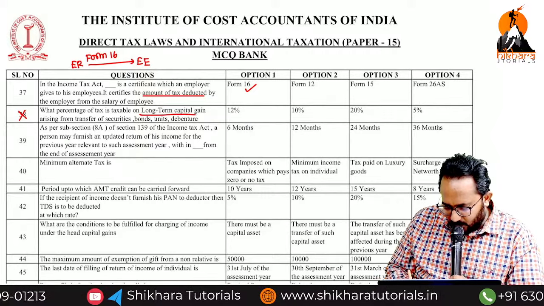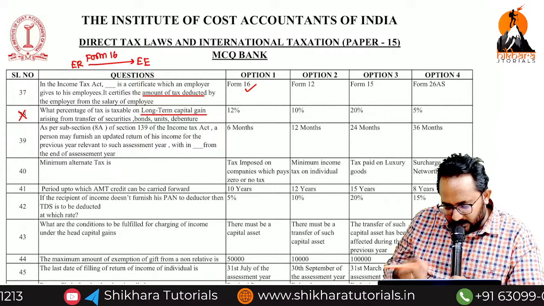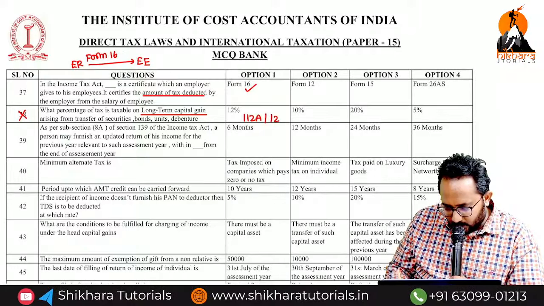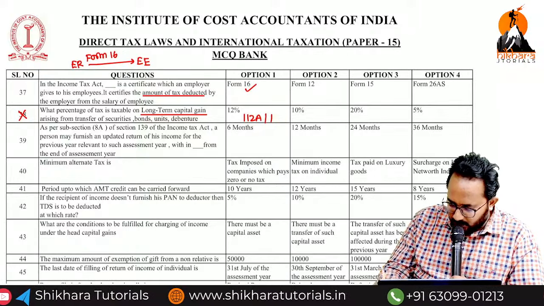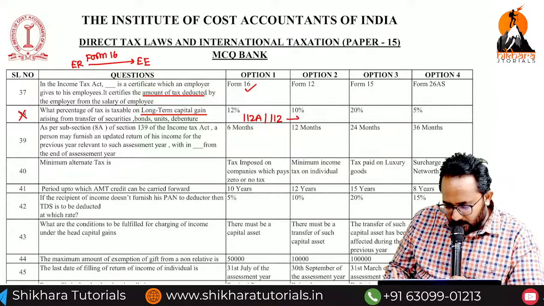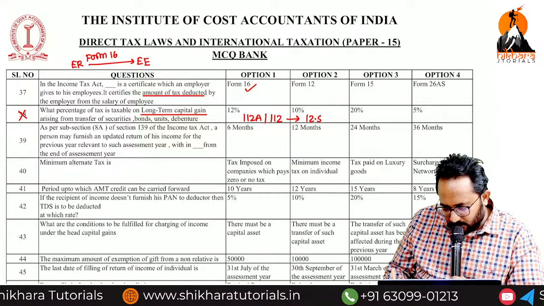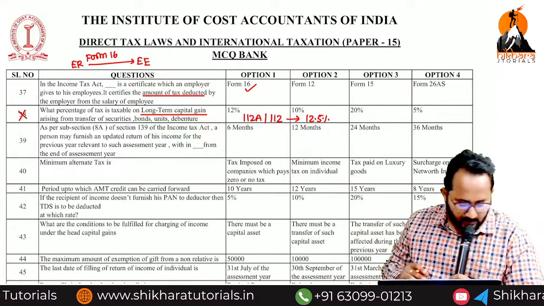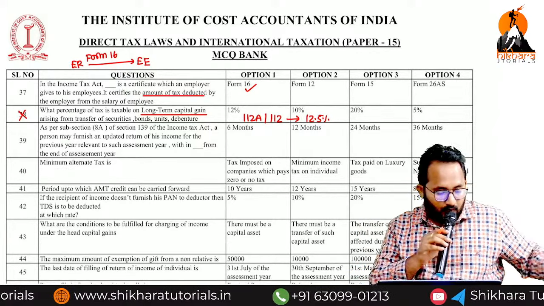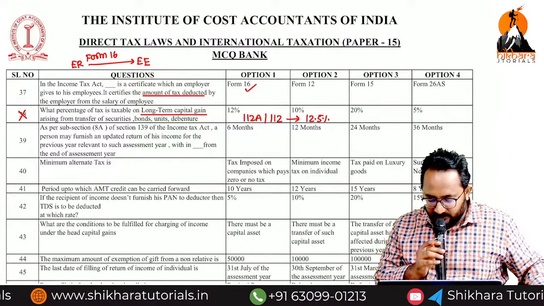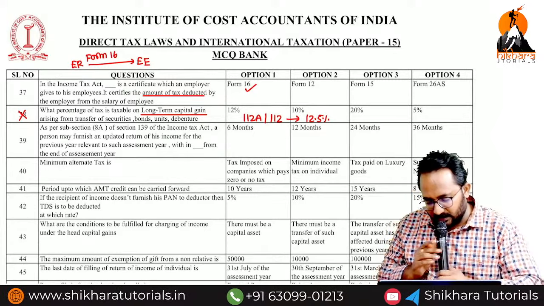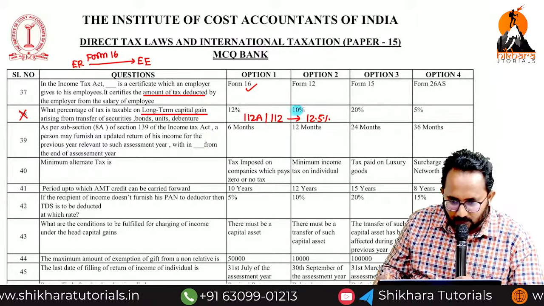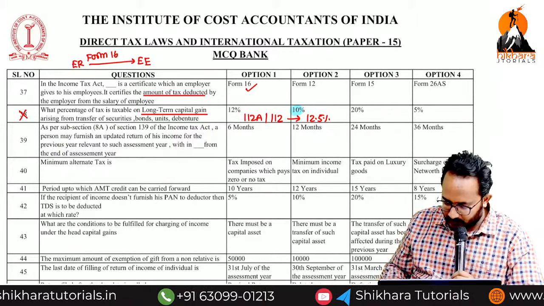And this is an outdated MCQ, as now we have a long term capital gain, generally 112A also, 112 also. Now it is 12.5%. It is an outdated MCQ. Previously the percentage of tax on long term capital gain on securities may have been 10%, but this is an outdated MCQ. You can ignore it easily.